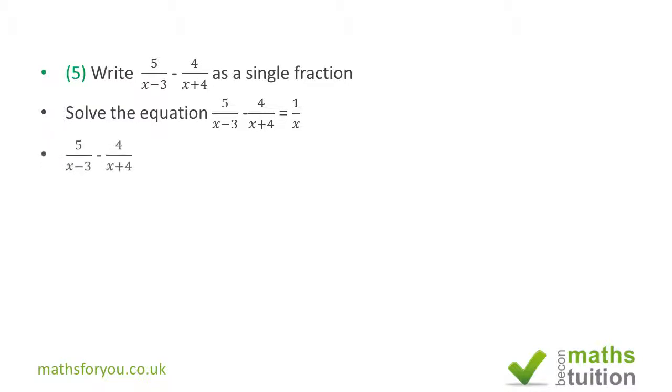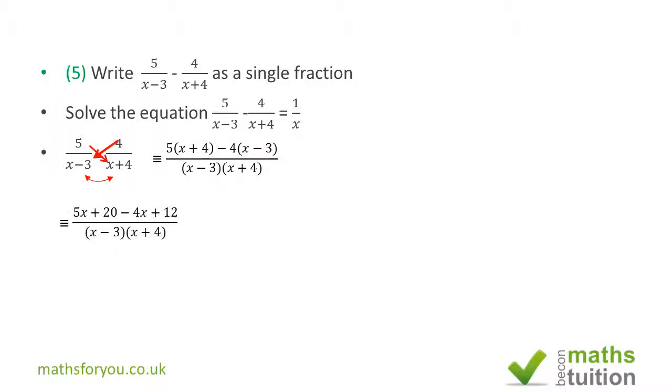Now here we go. As before, if we multiply the denominators and then cross multiply, we end up with the denominator x minus 3 times x plus 4. When we cross multiply, we end up with 5 times x plus 4 minus 4 times x minus 3. Now if we open up our brackets for the numerator, we end up with 5x plus 20 minus 4x plus 12, because this minus sign will affect the minus 12, so that will change the minus to plus.